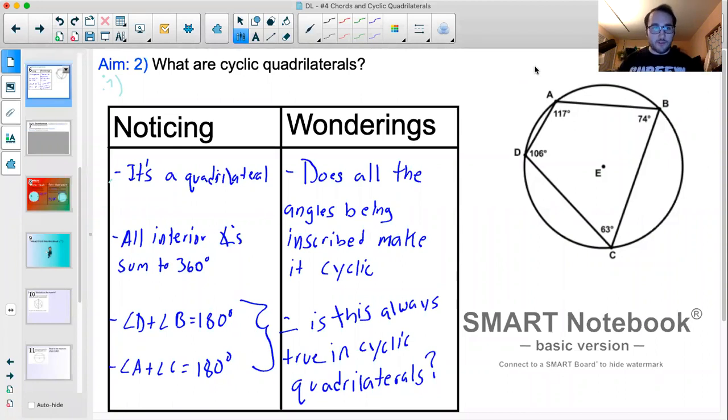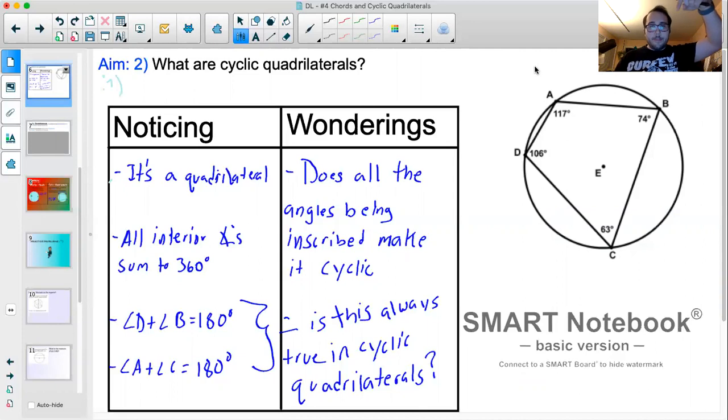So I see that some of you wrote that there's a quadrilateral in the picture. So yeah, ABCD is a quadrilateral. Remember, quadrilaterals are four-sided figures. I see that some of you wrote that all the interior angles add up to 360. That makes sense because we know that the sum of the interior angles of a four-sided polygon is 360.